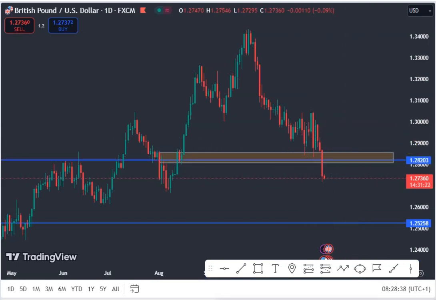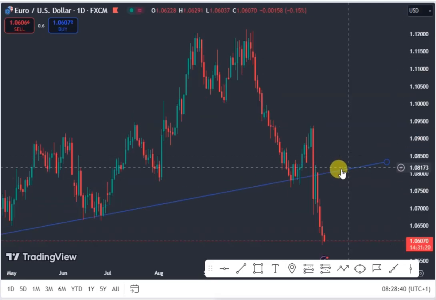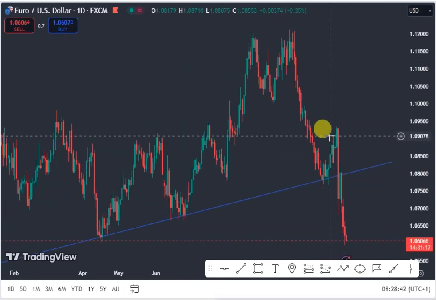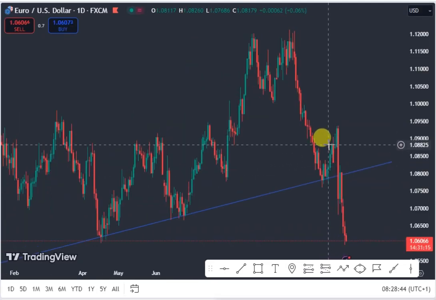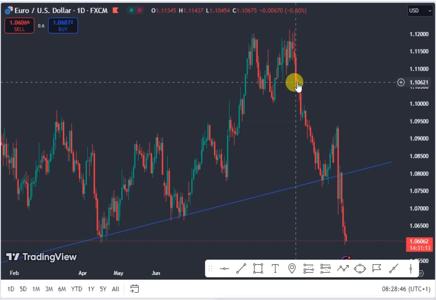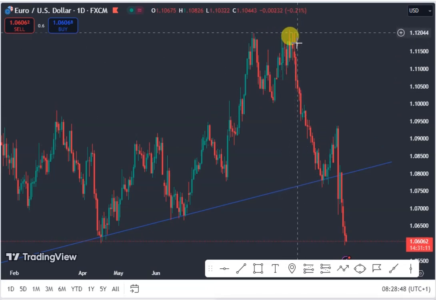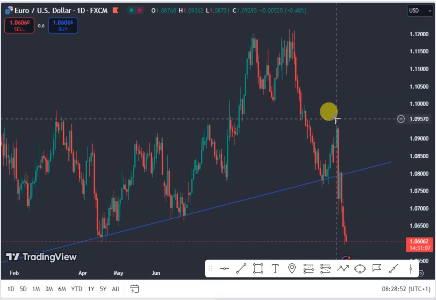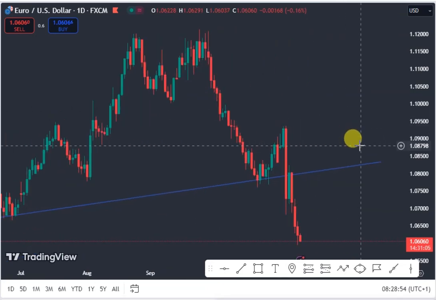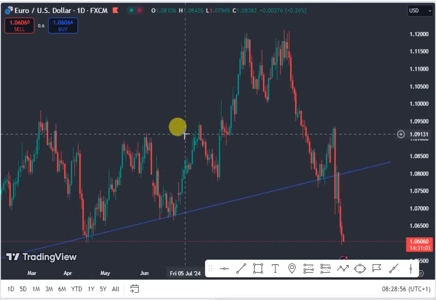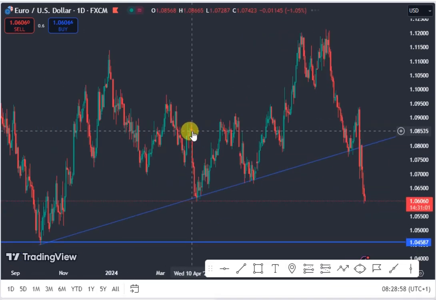So the next pair we're looking at is the Euro USD. Euro USD is also on a downtrend. You can see that price, we have a higher high, a lower high, and also a lower high. So long as we have this series of lower highs, this shows that the Euro USD remains on a downtrend.